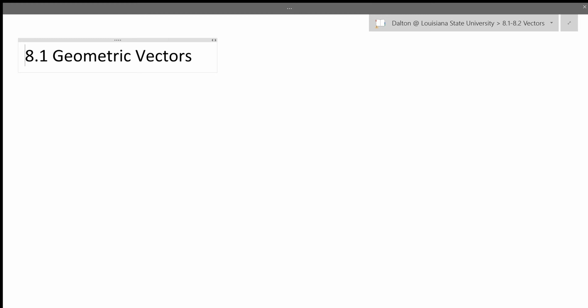Hello, folks. New chapter, new topic, a refreshing start for some of you. This chapter 8 talks about vectors. Now, we're going to take a small break from the trigonometry that we've been dealing with, talk about vectors, something called parametric equations, and what that looks like.